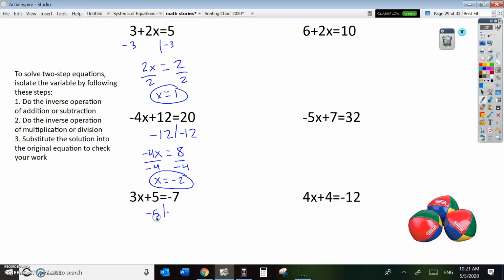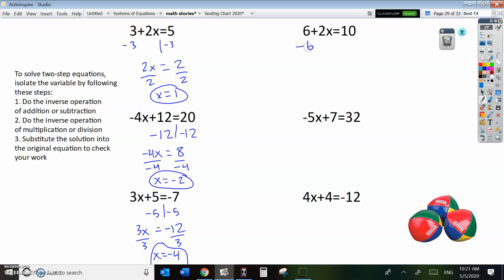Subtract 5 on both sides. 3x equals negative 12. Divide by 3. X equals negative 4. Substitute negative 4 into the original equation. 3 times negative 4 is negative 12. Negative 12 plus 5 is negative 7.